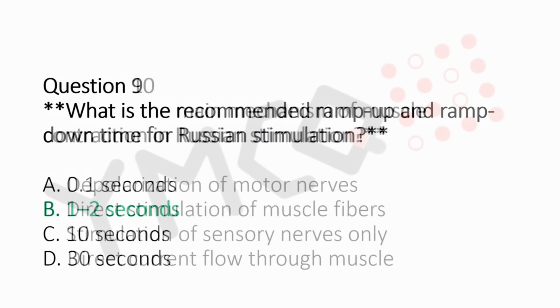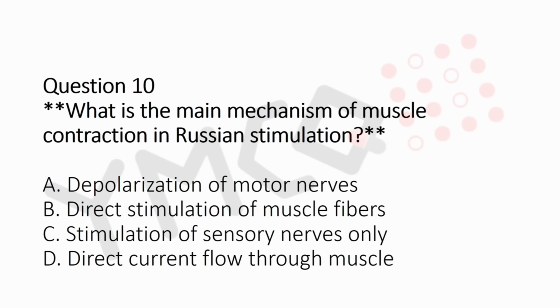Now let's move to question number 10. What is the main mechanism of muscle contraction in Russian stimulation? Option A, depolarization of motor nerves. Option B, direct stimulation of muscle fibers. Option C, stimulation of sensory nerve only. Option D, direct current flow through muscles. And the answer is option A, depolarization of motor nerves.